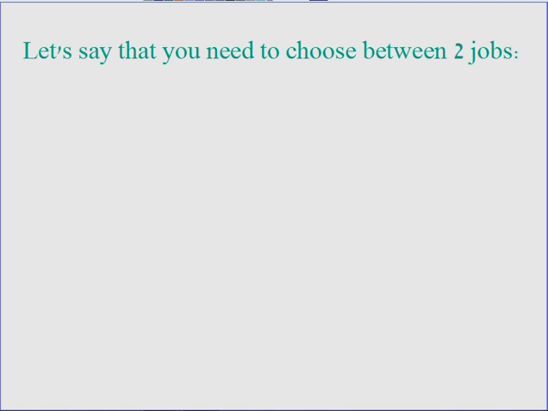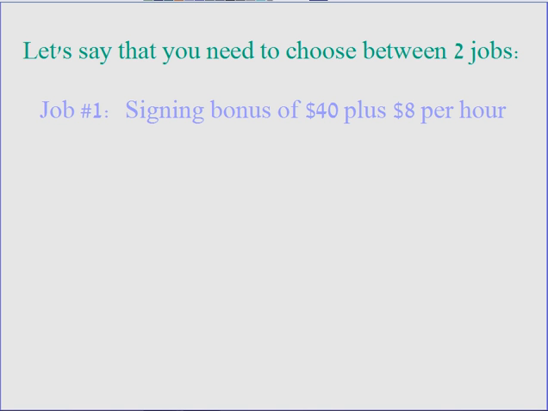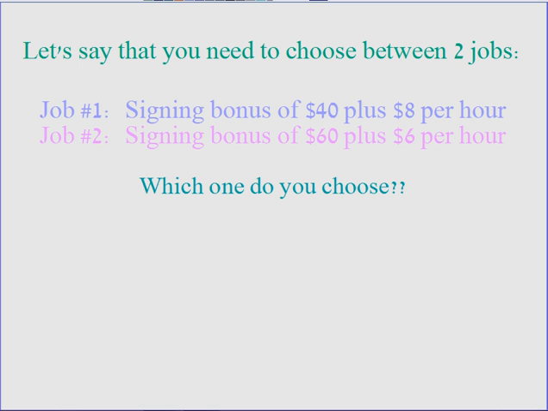Let's say that you need to choose between two jobs, so that's two different situations that you have to consider at the same time. Job number one is offering you a signing bonus of $40 plus $8 per hour. A signing bonus is when you get basically free money just for taking that job. Job number two is offering a signing bonus of $60 plus $6 per hour. Which one do you choose?